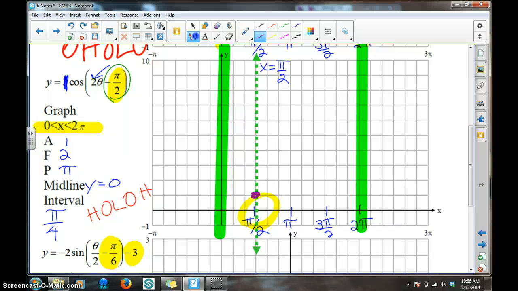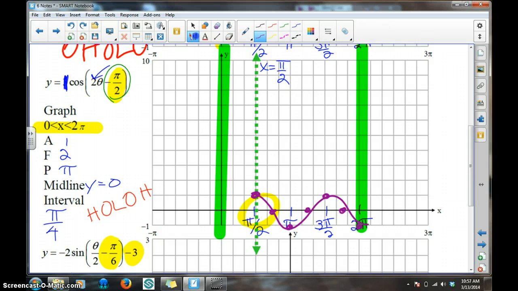I'm going to go right box and a half, hit 0. Right box and a half, go low. Right box and a half, hit 0. Right box and a half, go high. Right box and a half, back to 0. Right box and a half, go low. Now I'm done. I hit the right hand end point. So I'll connect what I've got there.